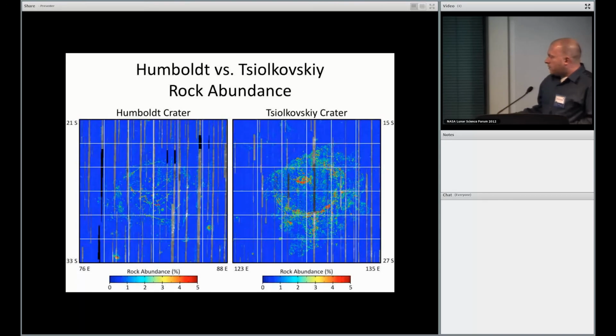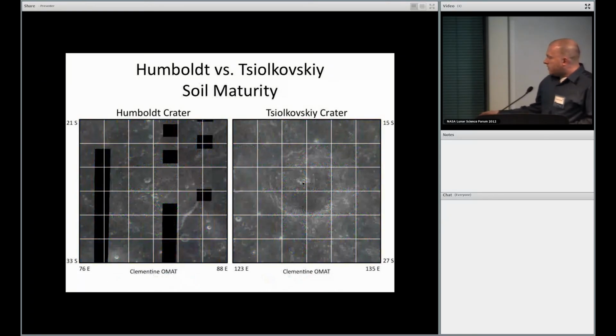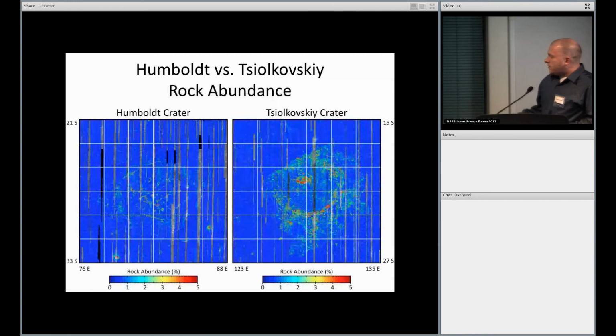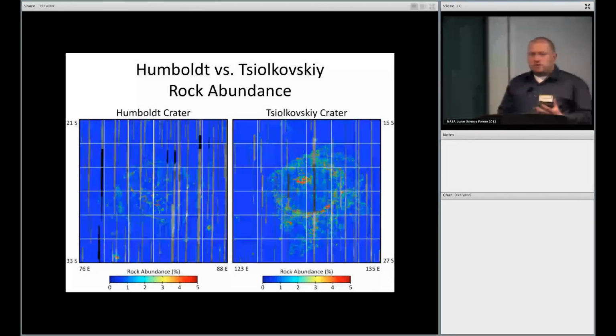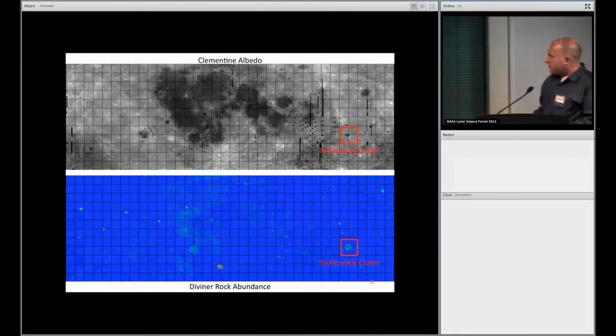But when you flip over to the soil maturity, there's no maturity. So this is a mature area that has blocks, and it's something we're still trying to figure out what that means. So if we take a more zoomed out global view of what's going on here, you can see how rare Tsiolkovskiy really is. When you look at the Diviner rock abundance map, all of the points that have the highest rock abundance correlate to very fresh impact craters, Tycho, Aristarchus. Even Copernicus doesn't have that strong of a blocky signature.